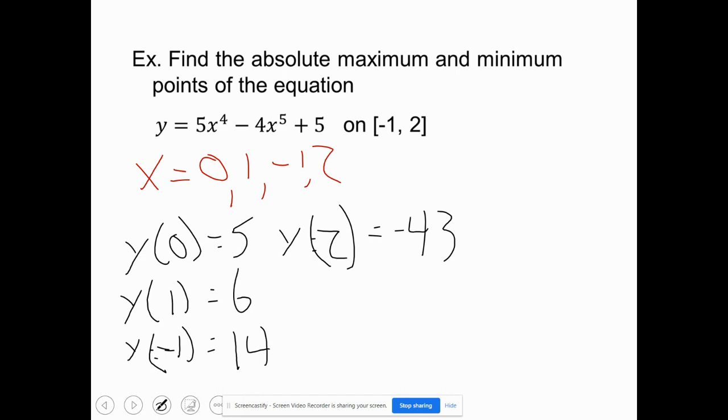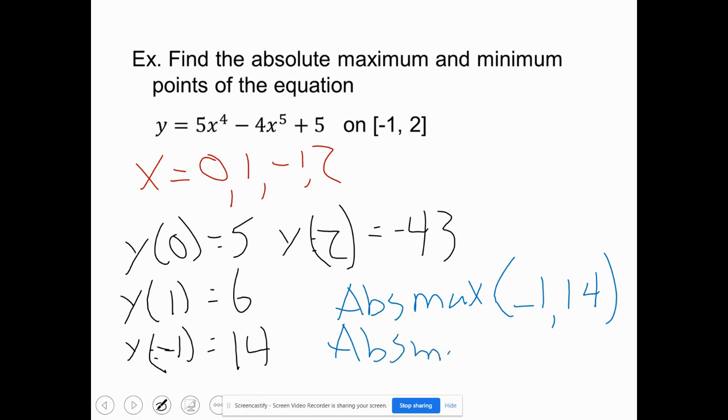Okay, so absolute max is where? The point (-1, 14) was the highest. As it turns out, it ends up being right at the endpoint. Our absolute minimum point ends up being at the other endpoint. It's at (2, -43). And there's no way we would have got that if we didn't know the endpoints of that interval.